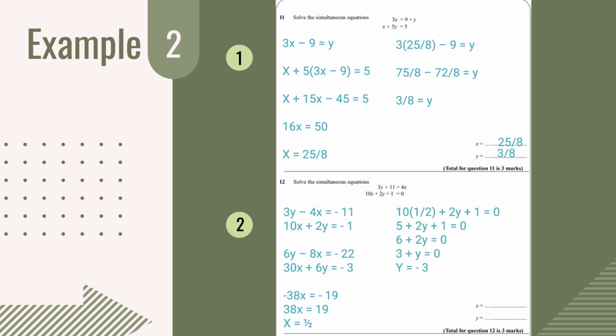Now, we substitute half back into our equation. Any equation if you want, I've used the second equation. So we do 10, bracket a half, plus 2y plus 1 equals 0. So we get 5 plus 2y plus 1 equals 0, 6 plus 2y equals 0, divide by 2, 3 plus y equals 0, meaning y equals minus 3. So our answer for x is a half, and our answer for y is minus 3.